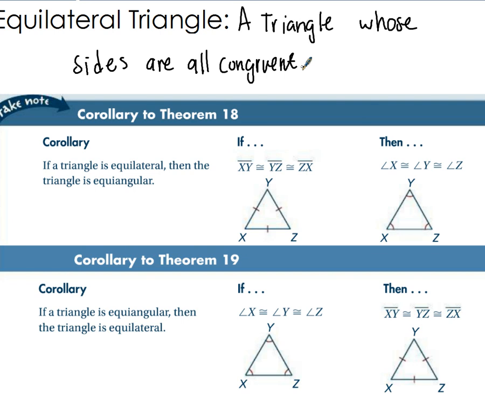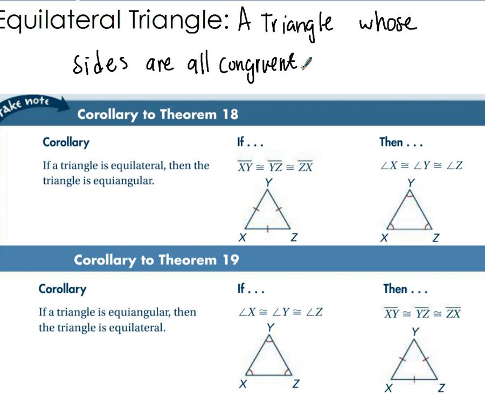This means the equilateral triangles are a subset, kind of a part of isosceles triangles, because isosceles triangles only require that we have 2 sides or more. My equilateral triangle has all three. So we can use that idea of equilateral triangles being isosceles triangles and use basically the same ideas and theorems. So if a triangle is equilateral, then the triangle is equiangular.